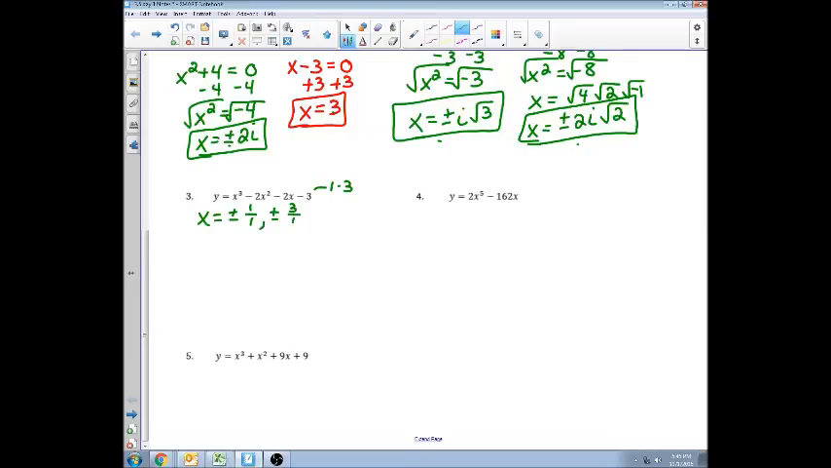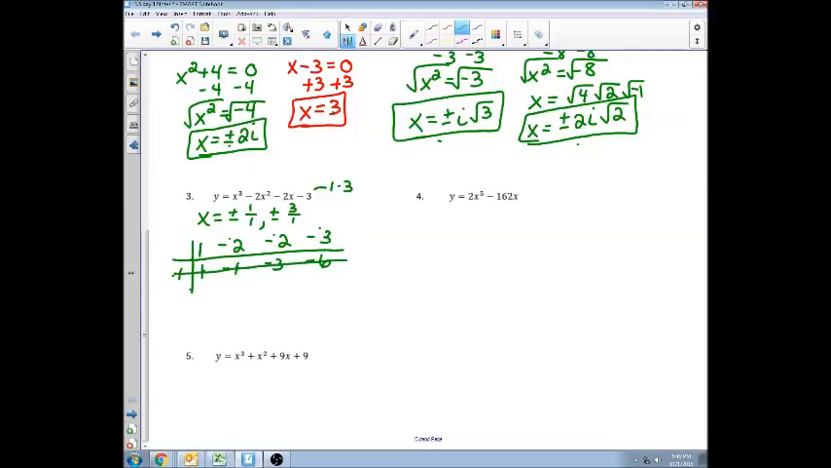I'm going to use short track synthetic again, so I have to use my coefficients from the problem. 1, negative 2, negative 2, negative 3. Now I'm going to use 1 first, okay? Drop my 1. 1 times 1 is 1. 1 minus 2 is negative 1. Negative 1 times 1 is negative 1. Negative 1 minus 2 is negative 3. Negative 3 times 1 is negative 3. Negative 3 minus negative 3 would be negative 6, so this one will not work.